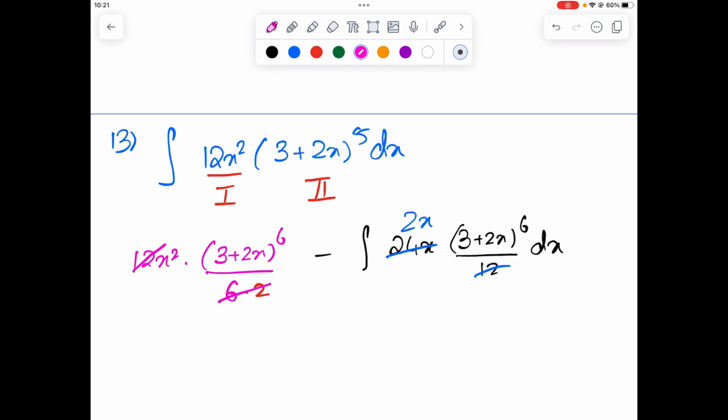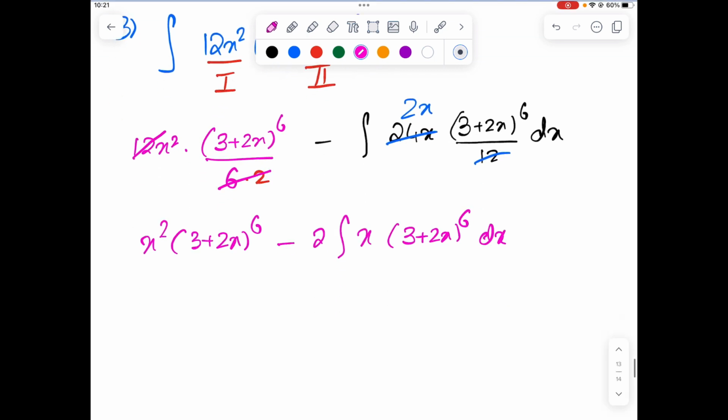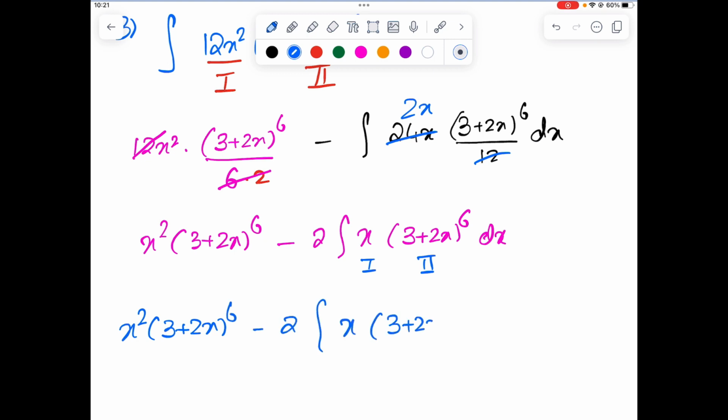So what do I get out? I get x square times (3 plus 2x) whole to the power of 6, minus 2, bring outside, x times (3 plus 2x) whole to the power of 6 dx. So we can see that it became power 1. Now once again, this is my first function, second function. So this x square (3 plus 2x) whole to the power of 6 will remain as it is, 2 times first function, integral of second function, (3 plus 2x) whole to the power of 7 upon 7.